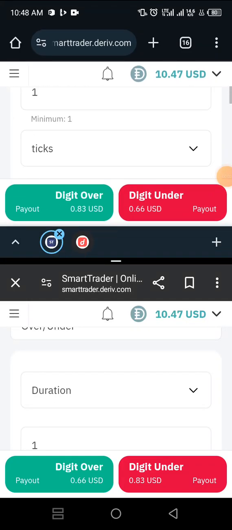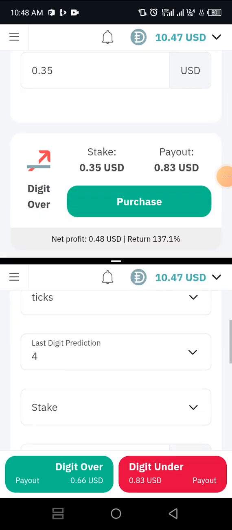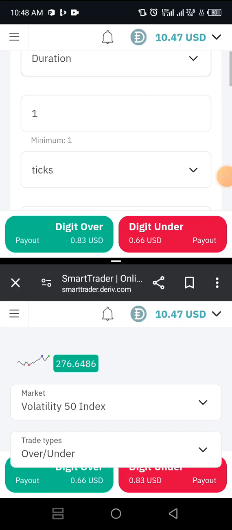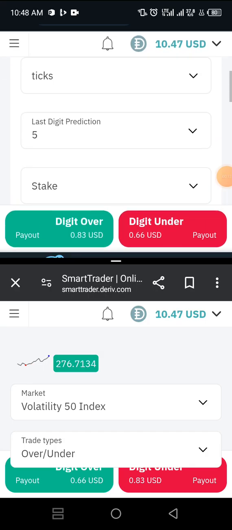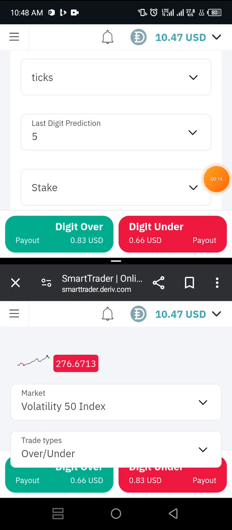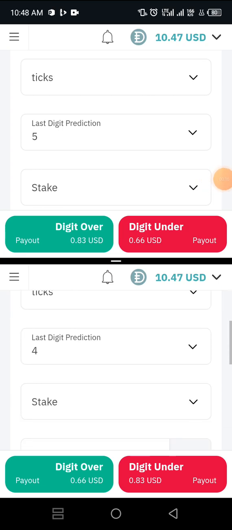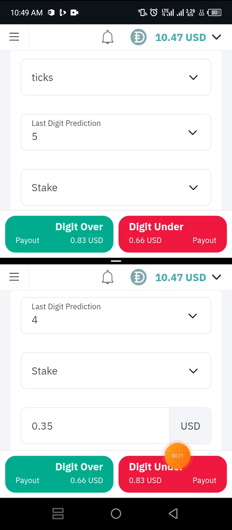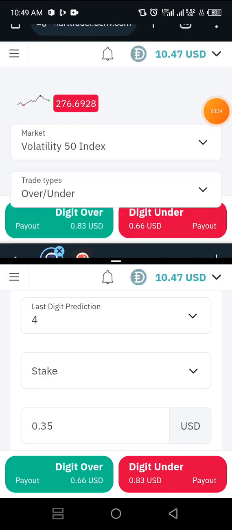Now look at this. Stake 0.35 here. You also stake 0.35 here. Then you predict over here, over what? Over 5 to earn 0.83 cents. And you also predict under 4 here to earn 0.83 cents. So basically you are staking 0.70 to make 0.83. So 0.83 minus 0.70 is 13 cents in profit. So this is a profitable hedging.